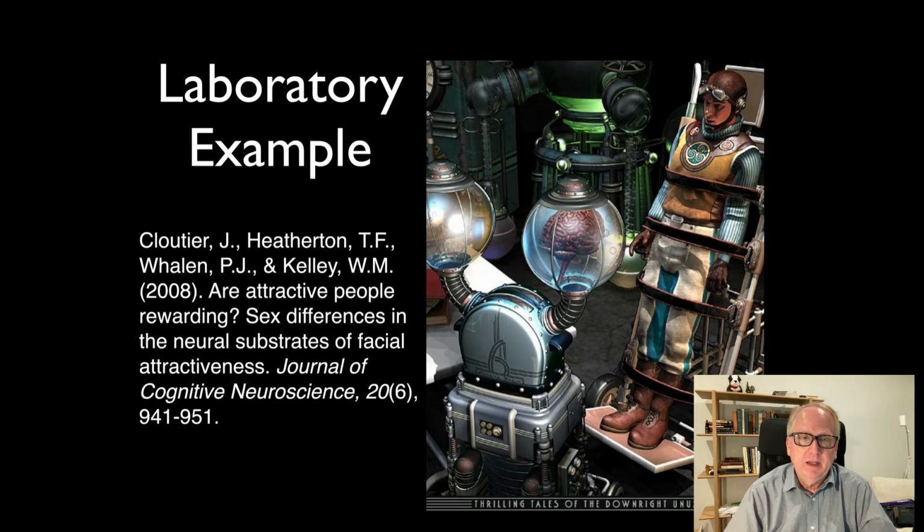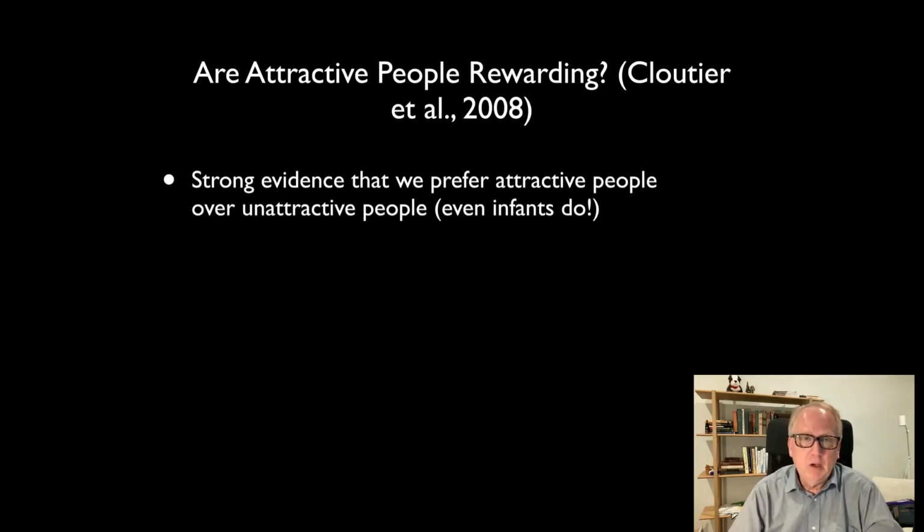Now here's another example of a study, and this one is a laboratory example. It's more recent, it's in 2008, and it's actually an fMRI study. So it's using functional neuroimaging in the laboratory to see whether or not attractive people are more rewarding, okay? So there's strong evidence, they say in their paper, that we prefer attractive people over unattractive people, right? We already know this from the literature, that people like to look at attractive people more than they look at unattractive people. Even infants do this.